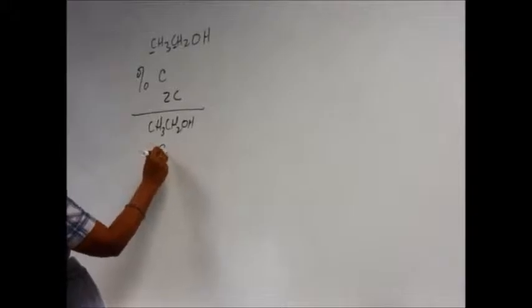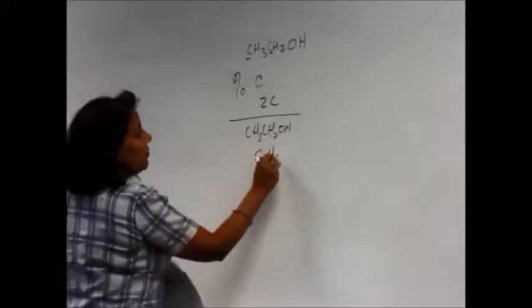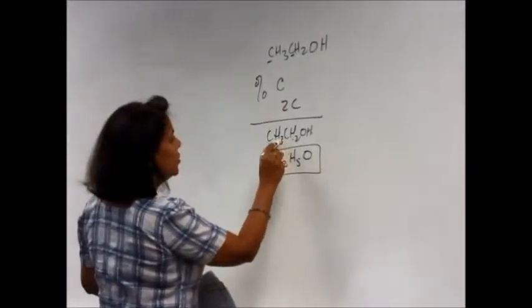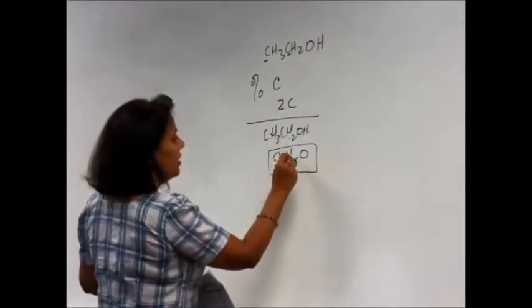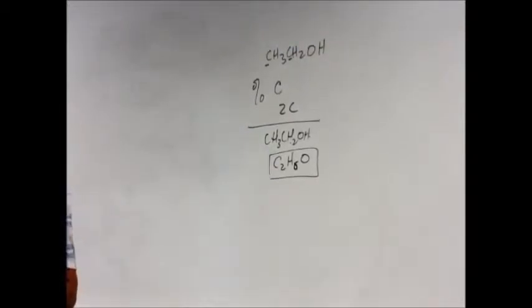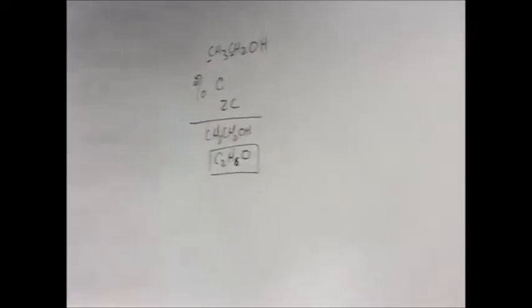C2H6O, or you can say C2H5O... 6 actually. What is this formula called, by the way? We would call it the molecular formula. Whenever you see a whole bunch of carbons in there, call it the molecular formula.